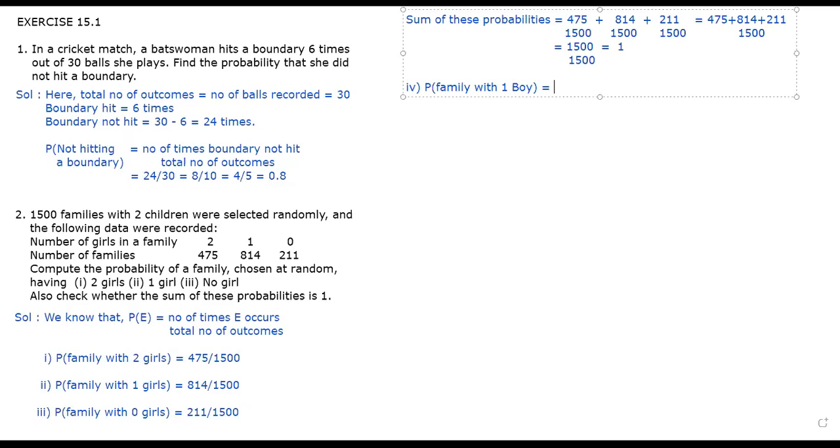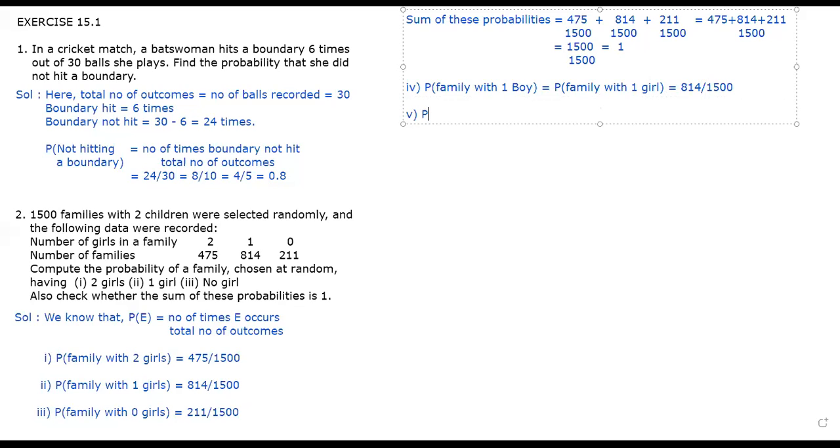Yes or no? Yes. See na, 2 children are there. Out of which family will have 1 boy? Obviously that family which has got 1 girl, so that the 2 children will be completed, 1 boy and 1 girl. Yes or no? Yes, sir. So the probability of family with 1 boy is nothing but the probability of family with 1 girl, and that is nothing but 814 upon 1500. Am I right?